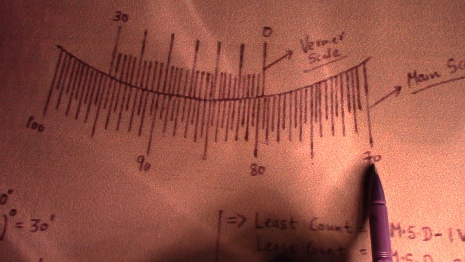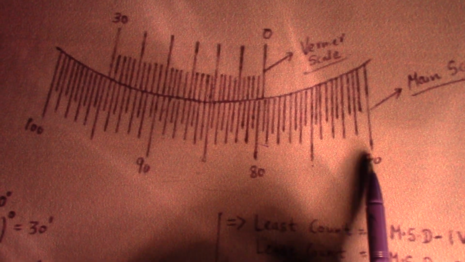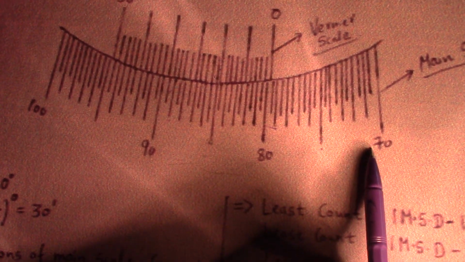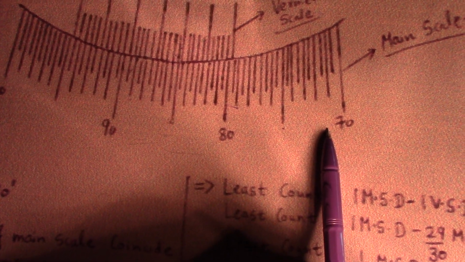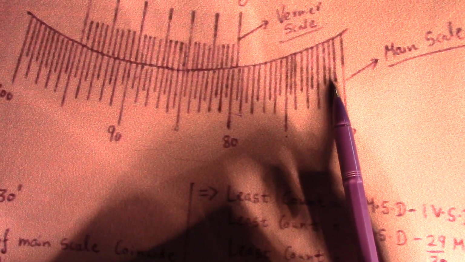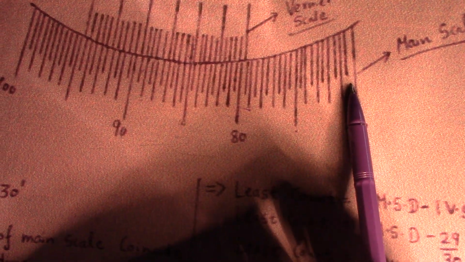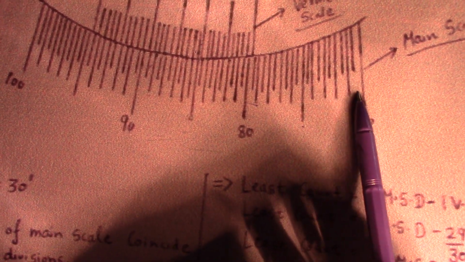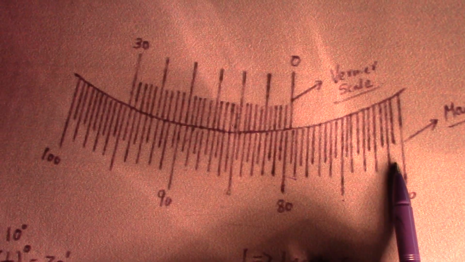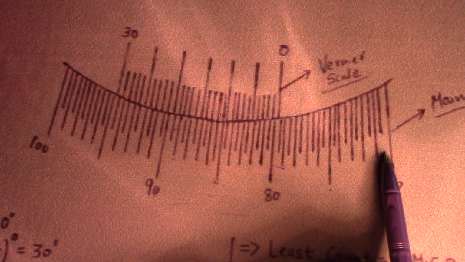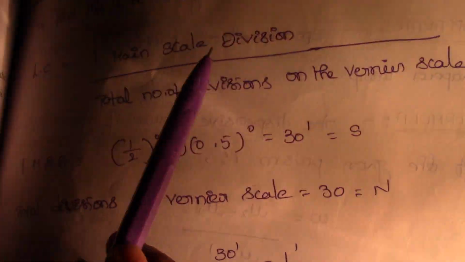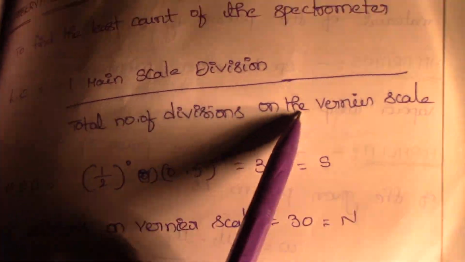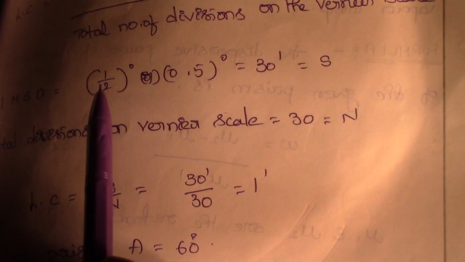Now on this main scale, if you observe the divisions, between 70 degrees and 80 degrees you have 10 degrees totally, which are subdivided into 20 lines. Hence one division on this main scale is equal to 0.5 degrees. If you convert into minutes, that value is equal to 30 minutes. Now to calculate the least count, one division on the main scale is divided by the total number of divisions on the vernier scale.